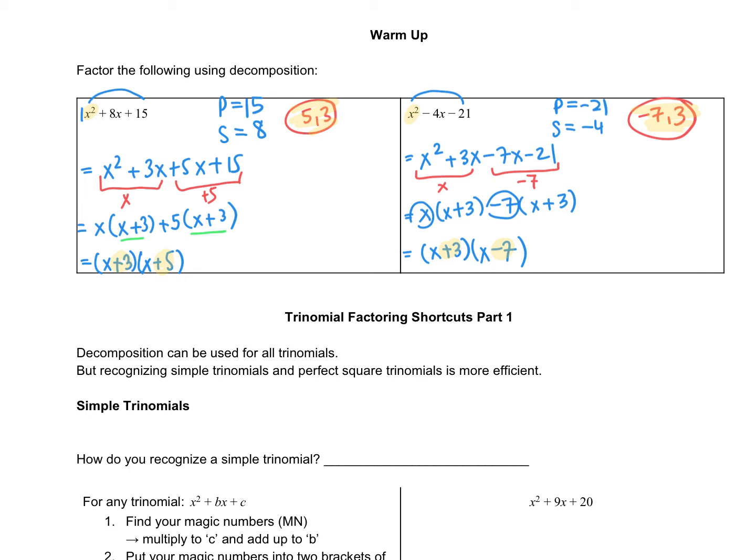Start each bracket with the x, and each bracket will have one of the magic numbers with the correct sign. You can still do decomposition, but it is a little bit more time consuming. So if you can recognize something as a simple trinomial, you are free to do the shortcut. That being said, don't do this shortcut if something is complex. This only works for the simple trinomials.